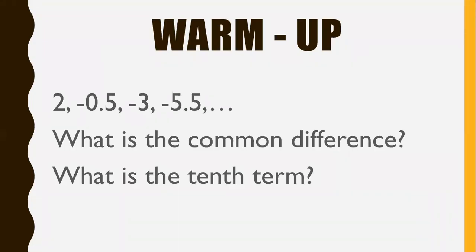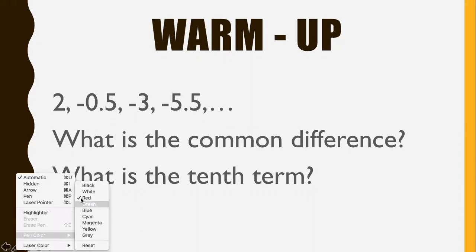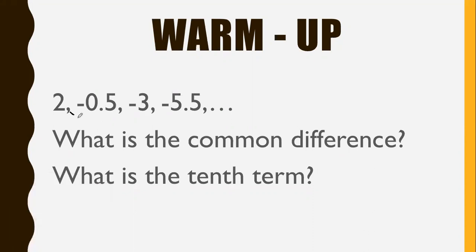So I'm trying to figure out what the sequence is here. Has anyone figured it out? Yes. What is it? So it's subtracting by 2.5. Subtracting by 2.5. So minus 2.5, minus 2.5, minus 2.5. So the common difference is negative 2.5.